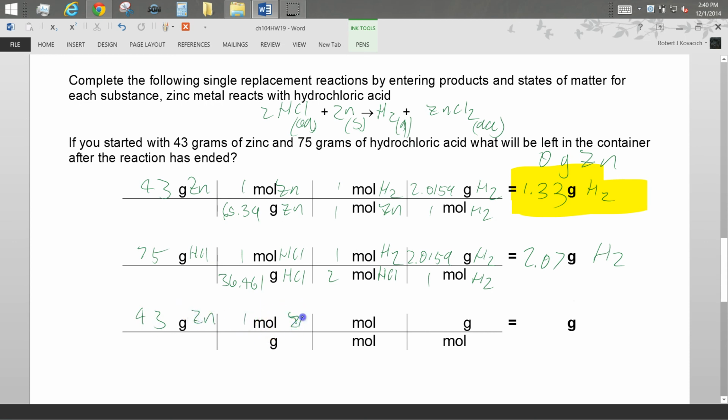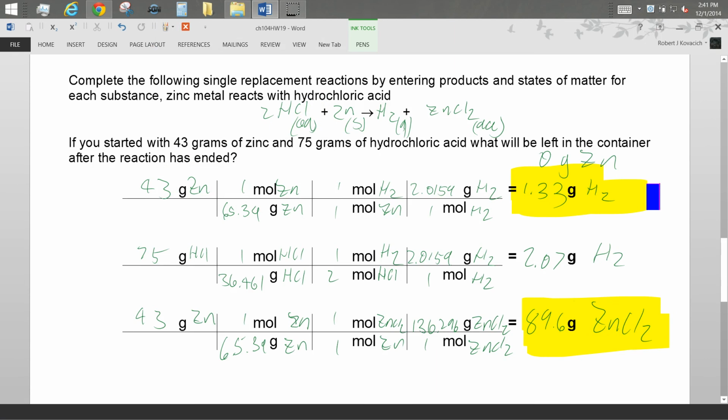For every 1 mole of zinc, it's 65.39 grams of zinc. And for every 1 mole of zinc, it's 1 mole of zinc chloride. For every 1 mole of zinc chloride, it's 65.39 plus 35.453 times 2. So this is 136.296 grams of zinc chloride. Alrighty, so that number times 43 divided by 65.39. I get 89.6. So I know that's how much zinc chloride I've got.